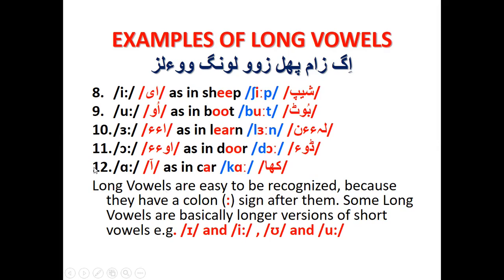So first of all, long vowels are easy to recognize, because they have a colon sign after them. Whenever you see a colon sign, you can say they are the long vowels. Some long vowels are basically the longer version of the short vowels. For example, I already told you this is i, short. If made longer, it is longer. It means one is short and the other is long.